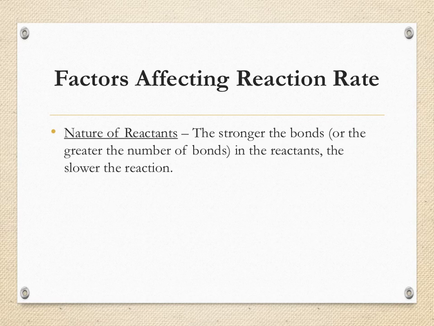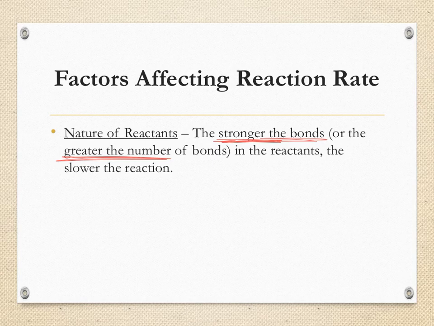Then we have nature of reactants. Nature of reactants is a little bit tricky because it's not something that you can change yourself. It is just what types of things you're reacting with each other. If a particular molecule has really strong bonds within that one reactant molecule, it's unlikely to break apart easily to turn into a product. Or if it has more of the bonds, then it's going to be harder for it to break apart into the products. So the stronger the reactants hold together themselves, the slower the reaction.